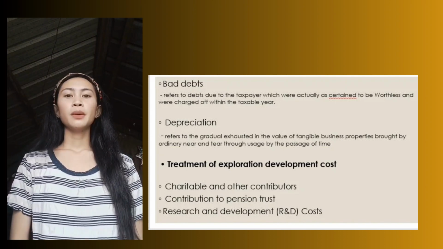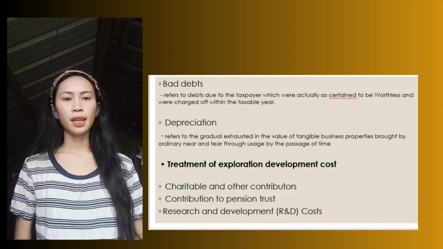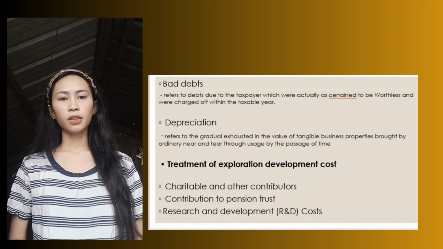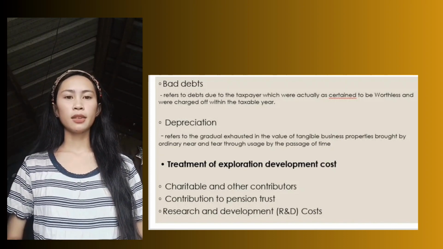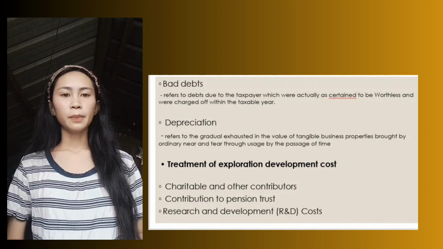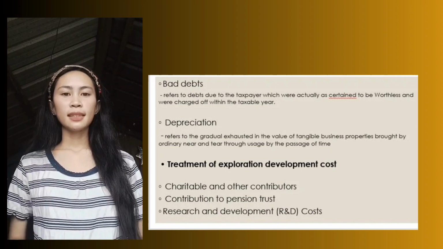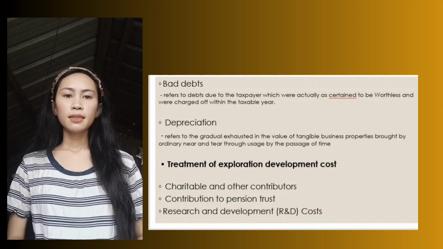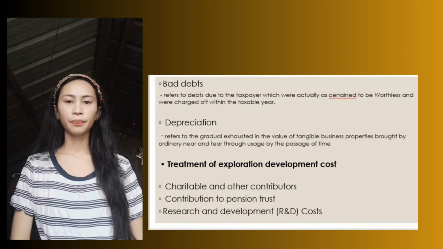My name is Jeriel Mipalada and I will be explaining the treatment of exploration and development costs. The exploration and development costs incurred before commercial production are capitalized as cost of the wasting asset. This will be deducted as depletion expense using the cost depletion formula, which is the tax basis of the wasting asset times units extracted over the total of estimated units.